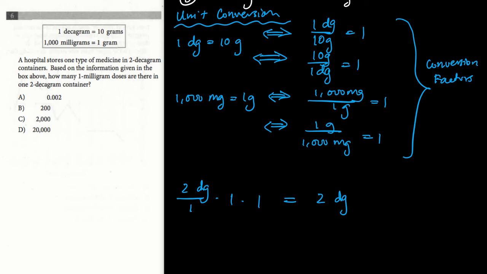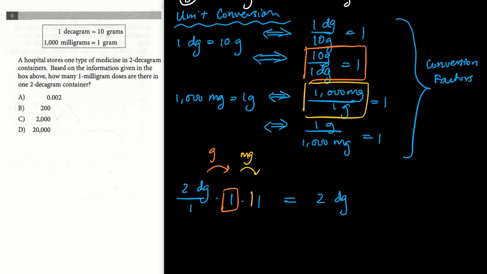So in this problem, we have decagrams in terms of grams and milligrams in terms of grams. So what we have to do is first go from decagrams to grams, right? So we'll go to grams here, and then we want to go from grams to milligrams, right? So this first conversion factor should have a decagram in the denominator and a gram in the numerator. So we're picking this guy. And then our second conversion factor should have grams in the denominator and a milligram in the numerator. So we're looking at this guy. Right?